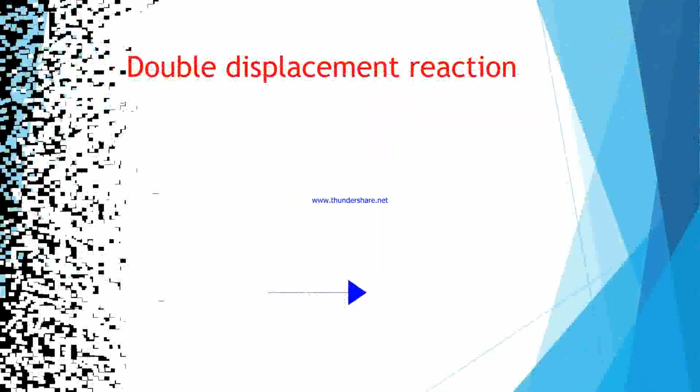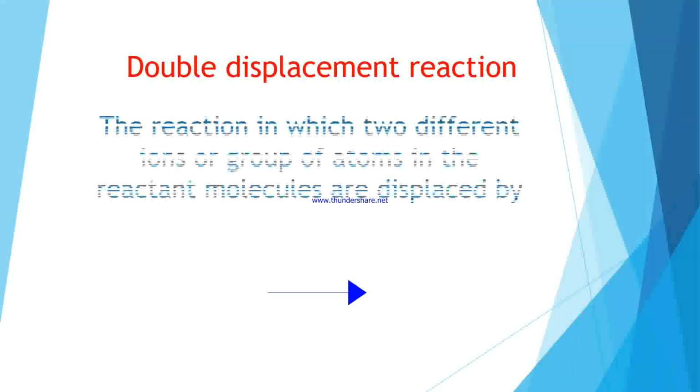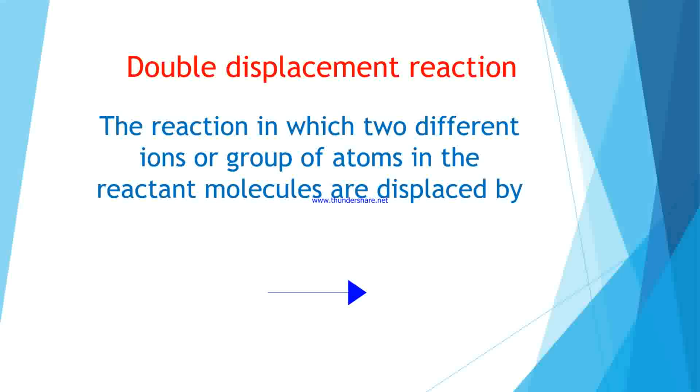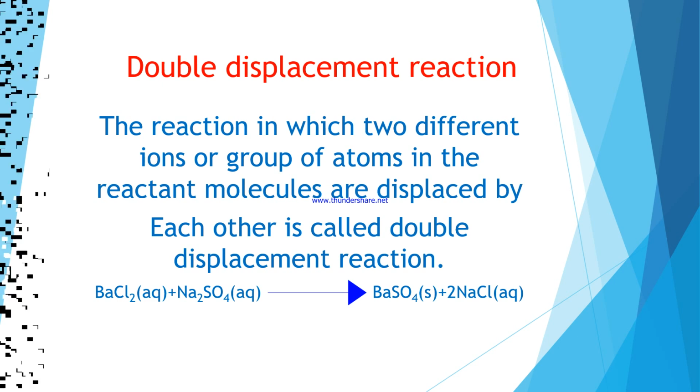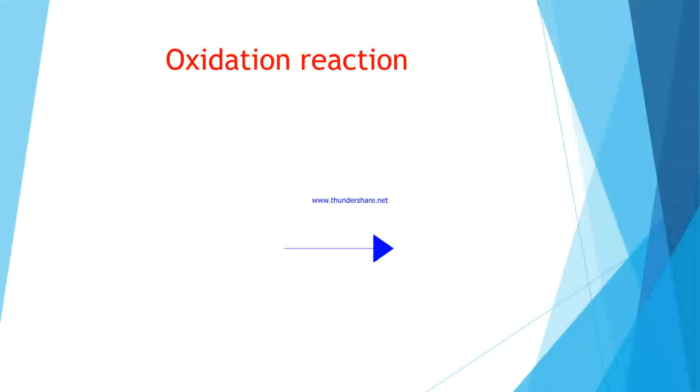The other type of reaction is double displacement reaction. In this, two different ions or groups of atoms in the reactant molecules get displaced. The equation is when barium chloride reacts with sodium sulfate, it results in the formation of barium sulfate along with the salt sodium chloride. So here the ions get displaced, hence it is known as double displacement reaction.